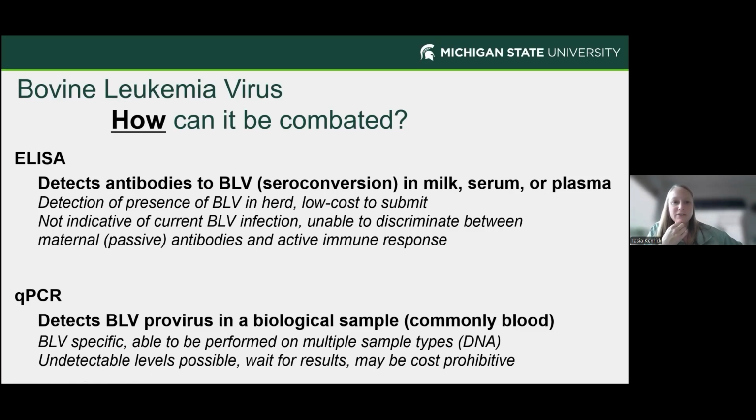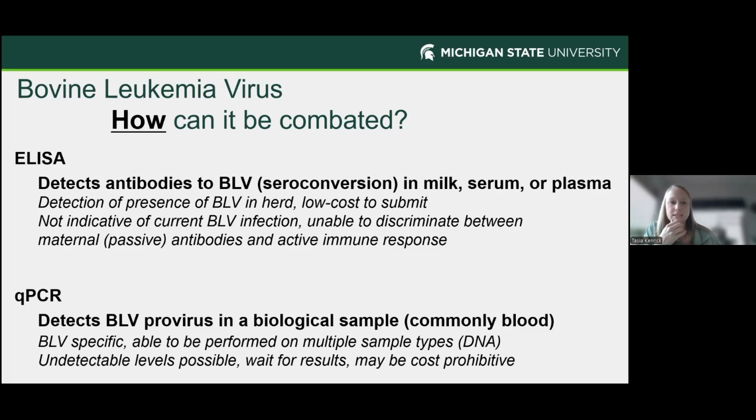So for bovine leukemia virus there's two ways to test for it or diagnose it. One is ELISA and the other is through qPCR or PCR. ELISA historically has been the test that's been used. It detects antibodies to BLV, so it's a seroconversion in an animal. And there are multiple samples that you could run ELISA on or submit for the lab to run ELISA, and milk, serum, or plasma are the most common.